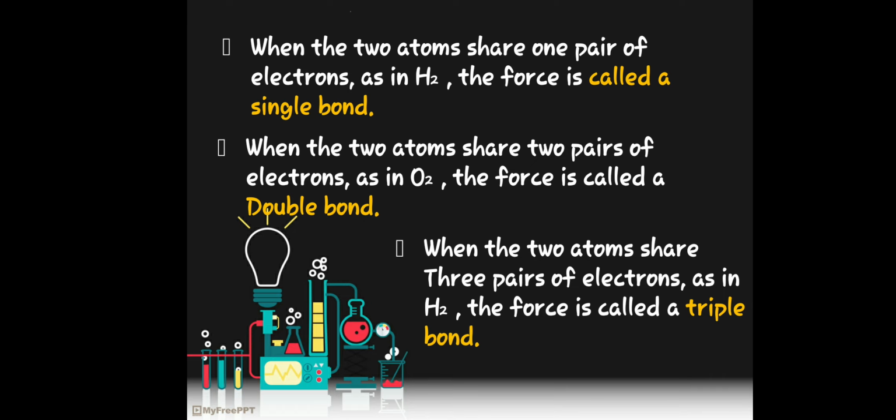When atoms share two pairs of electrons, it's called a double bond. And when atoms share three pairs of electrons, we have a triple bond. So always remember, if atoms share one pair, it's called a single bond. If atoms share two pairs, it's called a double bond. If atoms share three pairs, it's called a triple bond.